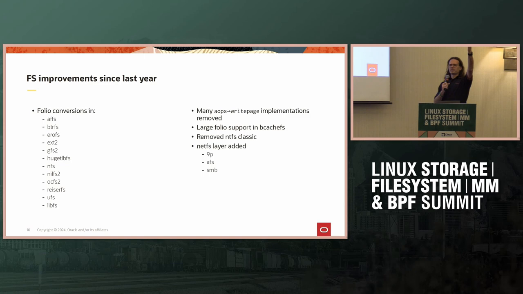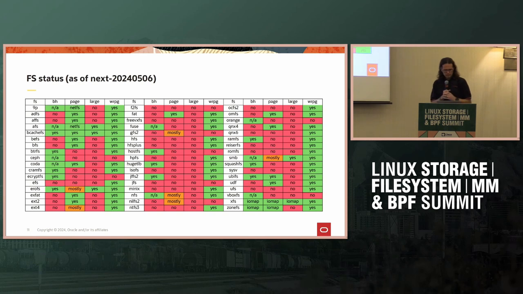BcacheFS supports large folios. This is fantastic. We only have a few file systems which support large folios, but BcacheFS is one of them, and that's great. We deleted NTFS, and the crowd went wild. Dave Howells did a lot more work with network file systems. He added the NetFS layer, which is kind of like IOMAP, but for network file systems. He's converted at least three file systems to use it, and I think there's a few more in the works. So I thought I'd do a little diagram.